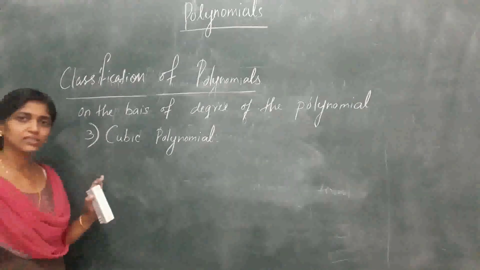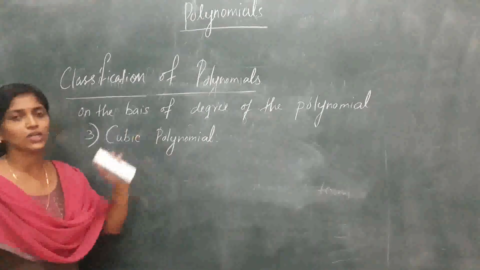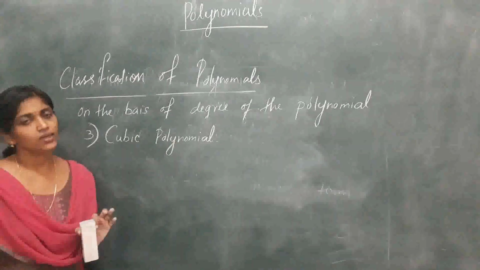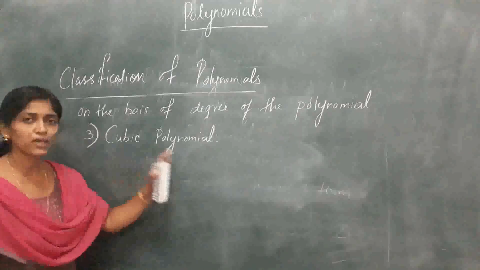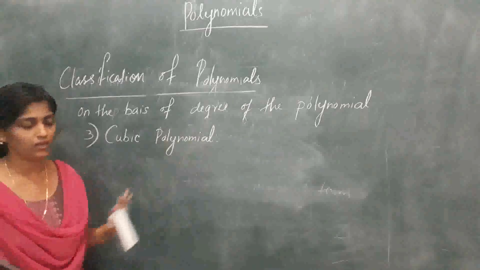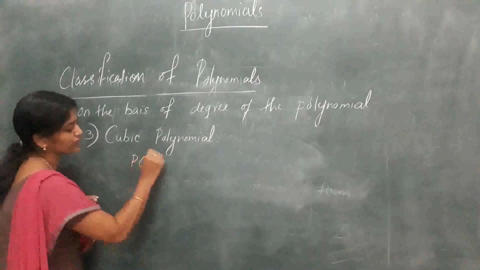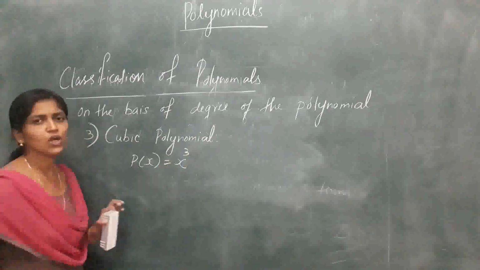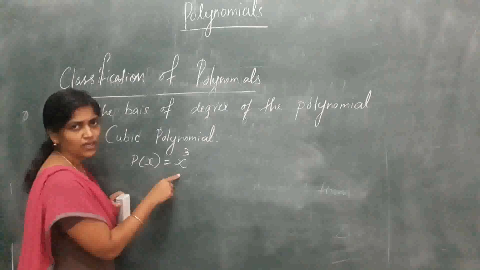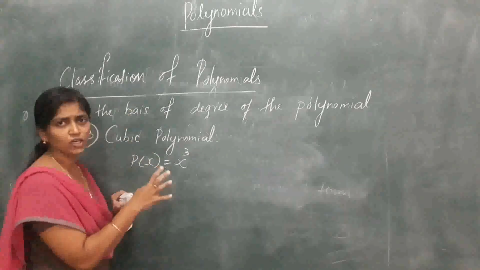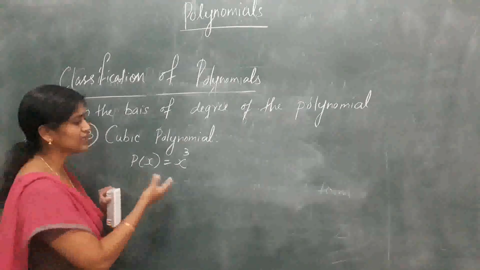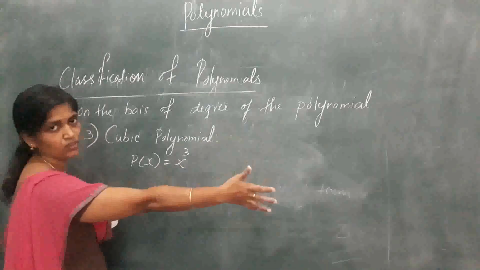Degree 1 polynomial we call a linear polynomial, degree 2 polynomial we call a quadratic polynomial, and next, a cubic polynomial is a polynomial with degree 3. I can give an example, p of x is equal to x cube. You may be confused about why we took only one term here. When we take a linear, quadratic or cubic polynomial, it's not needed that the number of terms must be that much.